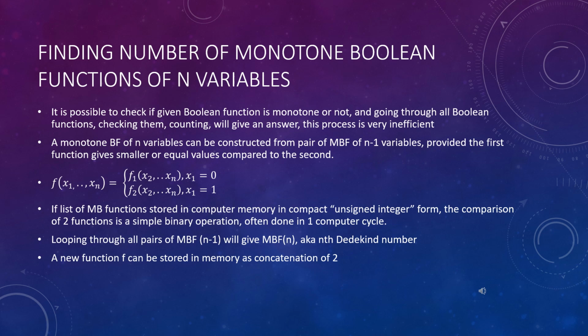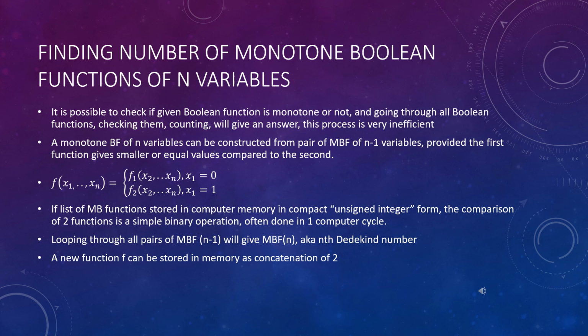A monotone Boolean function of n variables can be constructed instead from a pair of monotone Boolean functions of n-1 variables, provided the first function gives smaller or equal values compared to the second. If the list of monotone Boolean functions is stored in computer memory in compact unsigned integer form, the comparison of two functions is a simple binary operation often done in one computer cycle.